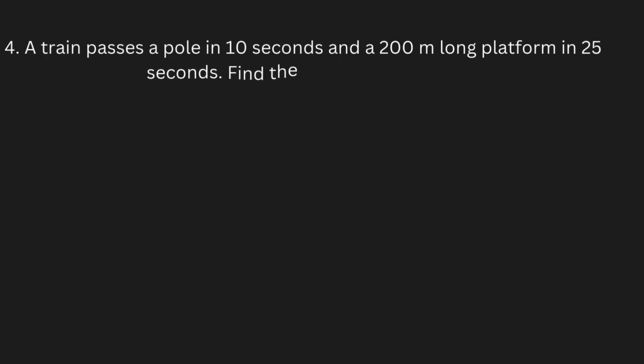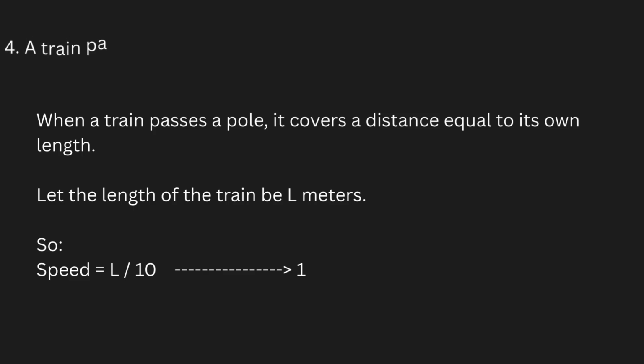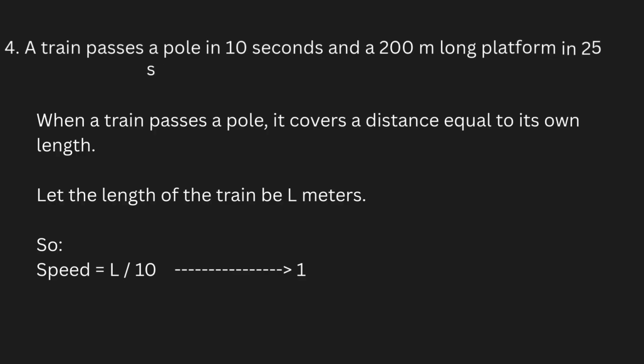A train passes a pole in 10 seconds and a 200 meter long platform in 25 seconds. We have to find the speed. When a train passes a pole, it covers a distance equal to its own length, right? So let the length of the train be L meters. Let's form an equation for this. Speed is equal to distance by time. Distance is L and time is 10. So this is equation 1.